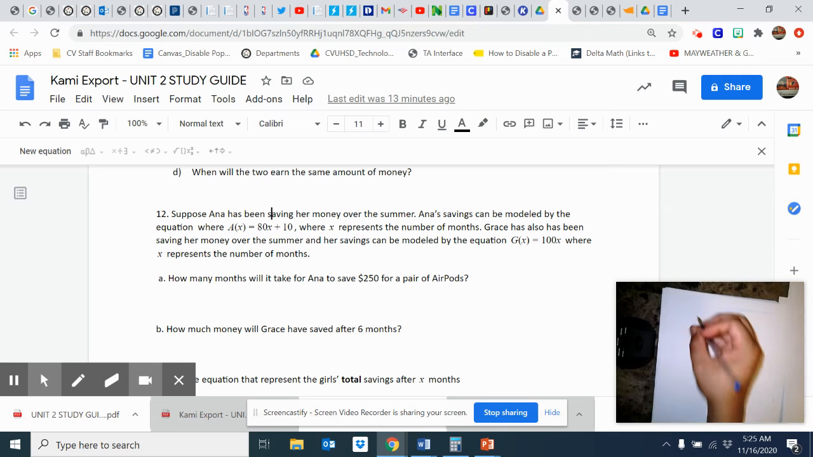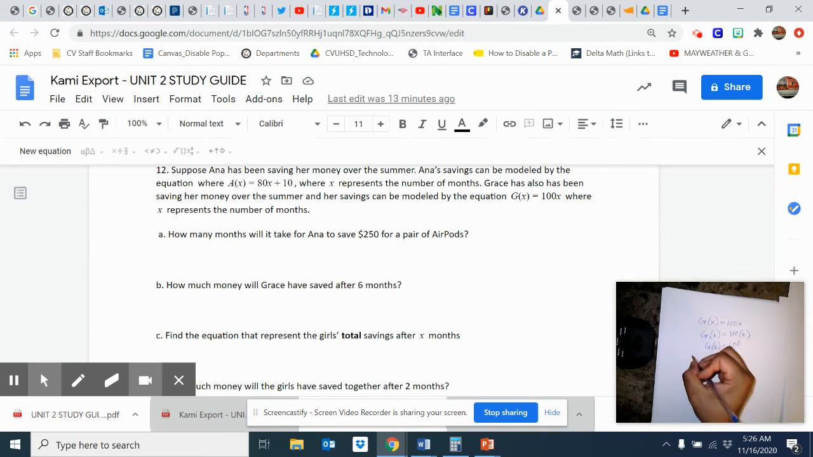Grace, after 6 months, because her function is 100X. So for 6, it's going to be 100 times 6. So G of 6 is going to be 600. Just as simple. What's their total savings?